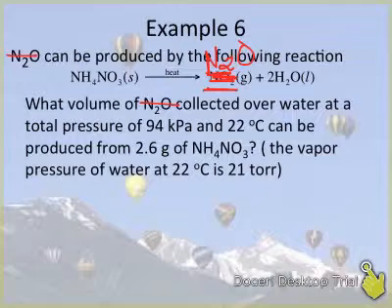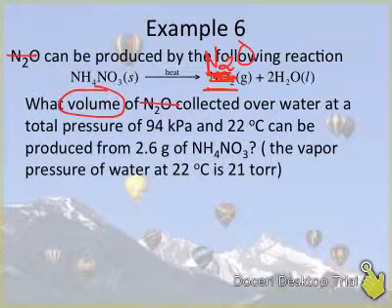Now that we figured that out, we are still looking for the volume of our N2O, correct? That's what we're ultimately solving for. So we're going to have to be using probably PV equals nRT along the way, right? But we don't know the pressure of the nitrogen or the dinitrogen oxide, right? We don't know that. So we have to figure that out. Do we know the total pressure? Yes, it tells you that the total pressure is 94 kPa. It then tells you that the partial pressure of water at 22 degrees Celsius is 21 torrs. So we're going to do a really, really easy math problem to figure out the pressure of our nitrogen.